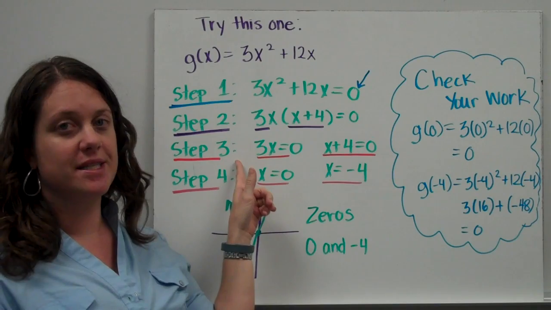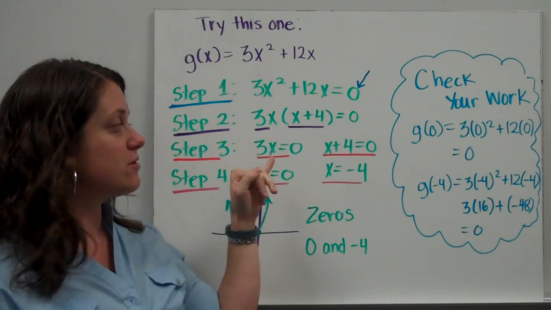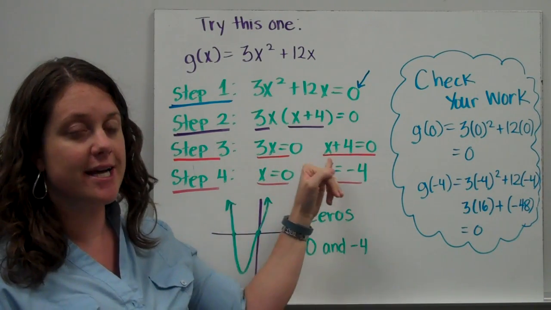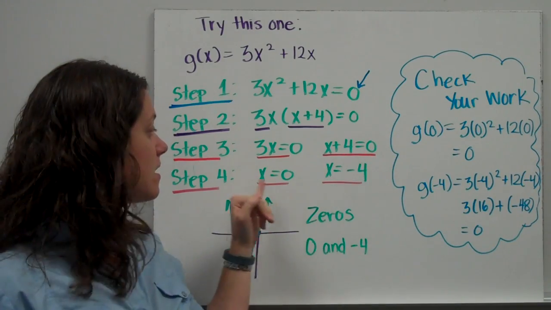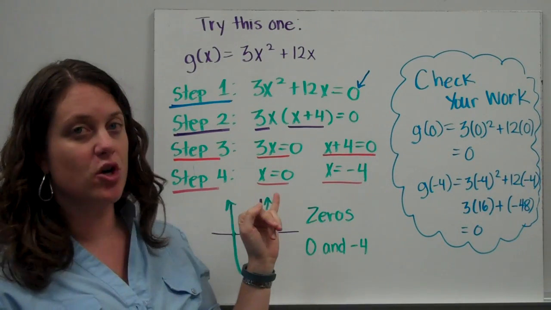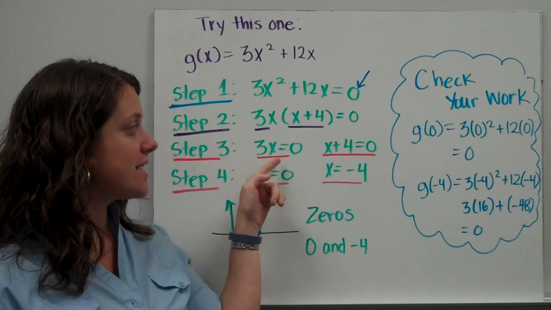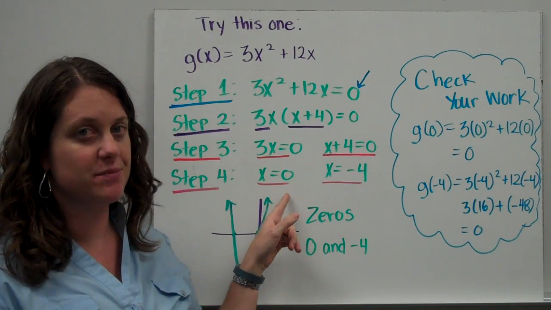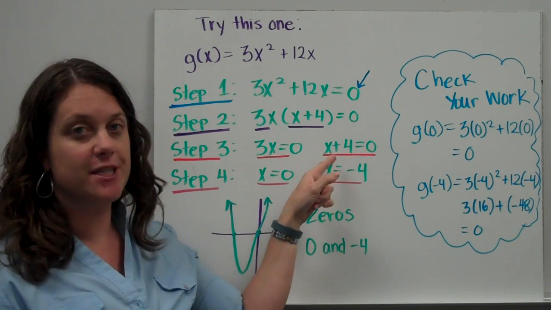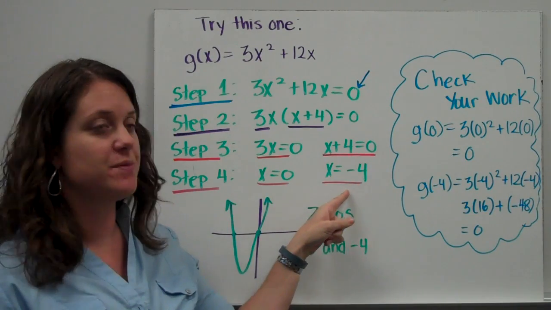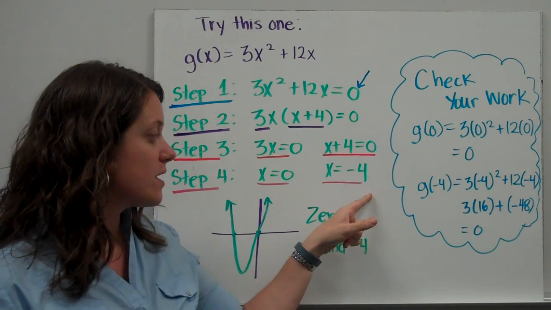Step 3, I'm going to set each of the factors equal to 0. So 3x equals 0, and x plus 4 equals 0. Step 4 is that I'm going to solve each part. If 3x equals 0, then x must be 0. And if x plus 4 equals 0, then x must be equal to negative 4.